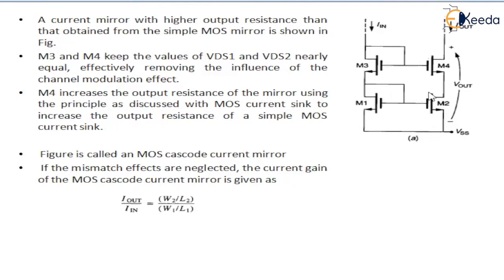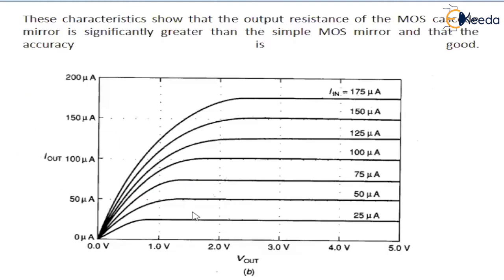If the mismatch effects are neglected, then the current gain of the MOS cascode current mirror is given as I out by I in equals W2 by L2 upon W1 by L1. While doing its simulation, we get the characteristic, and the characteristic shows that the output resistance of the MOS cascode mirror is significantly greater than the simple MOS mirror, and its accuracy is also good.